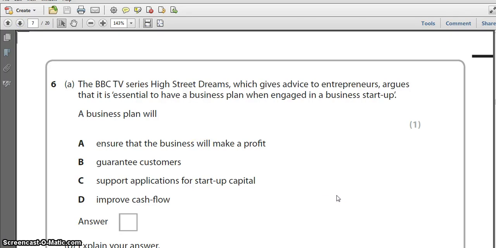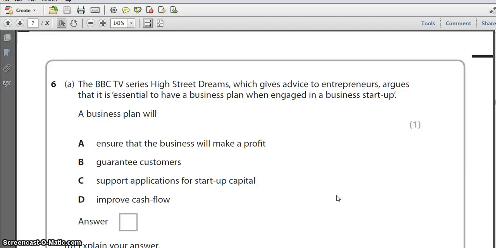Question 6. In the BBC series which gives advice to entrepreneurs, it argues that it's essential to have a business plan when engaged in a startup. A business plan will... answer C. Support applications for startup capital. A business plan is a document that contains an outline of the aims and objectives of the business. It also has financial information and information about any market research that's been done. A business plan can help a business to secure funding from a bank or venture capitalist. Therefore, the answer is C.